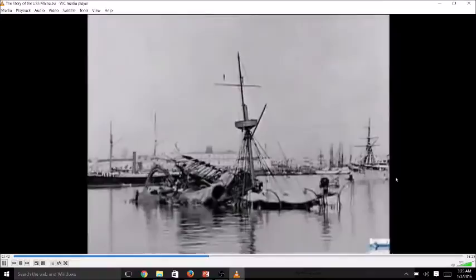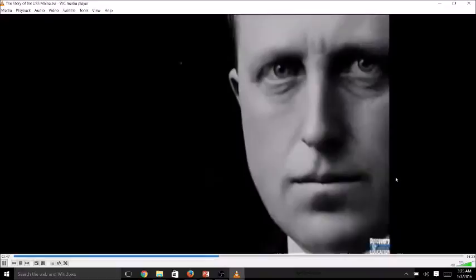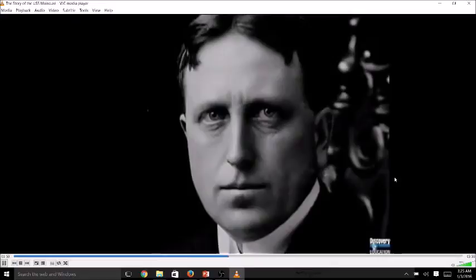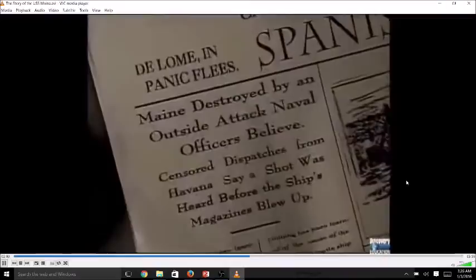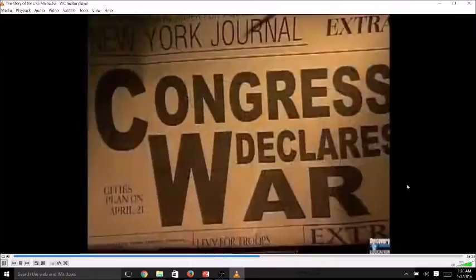When word of the Maine explosion reached America, some people, including the powerful newspaper owner William Randolph Hearst, immediately blamed Spain. And most of the public believed them. When a team of investigators sent by the Navy concluded that the explosion was the result of a black powder mine, war fever swept across the country. President William McKinley and the U.S. Congress gave in to the public's demands and declared war on April 25, 1898. Within 6 months, the war was over and Spain was defeated. And the United States was on the road to becoming a world power by gaining Puerto Rico, the Philippines, and the Pacific Islands of Guam and Wake from Spain.